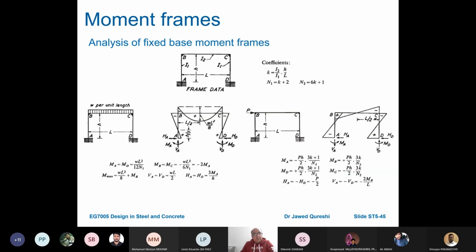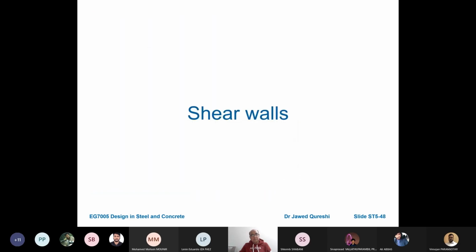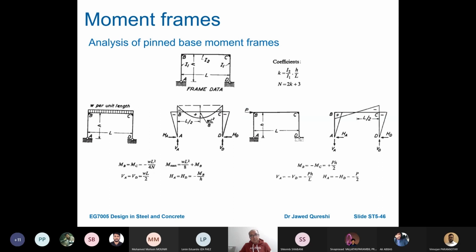The analysis of fixed base moment frames. So how do we analyze them? Coefficients I2 over I1 into H over L. Again, this is giving you the analysis of these frames. And again, analysis of pin base frames. So here again, simply have a look at how we analyze these frames quickly.